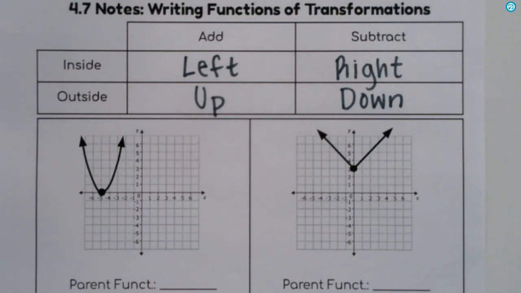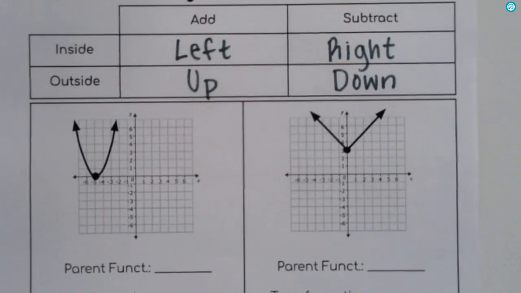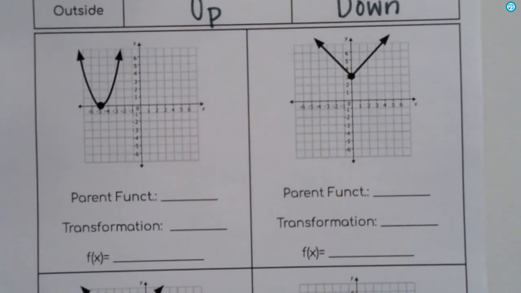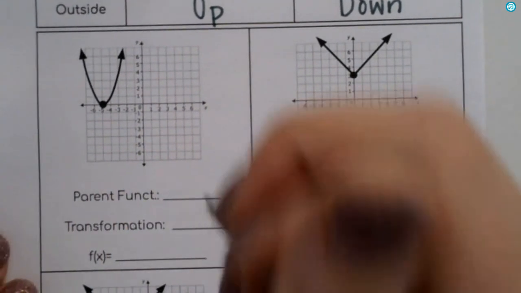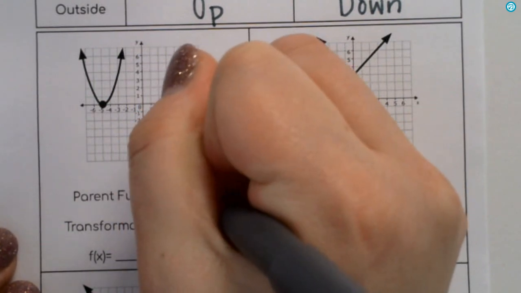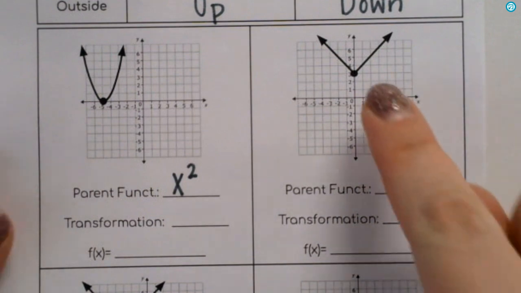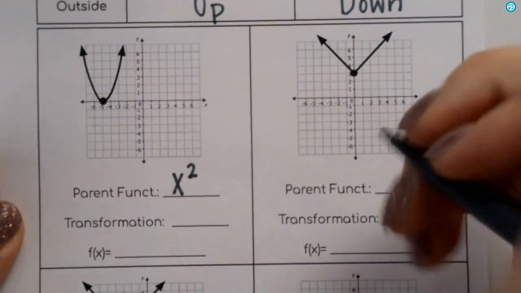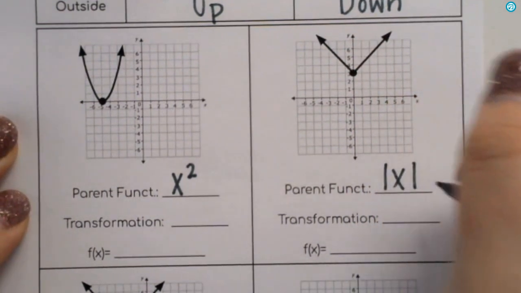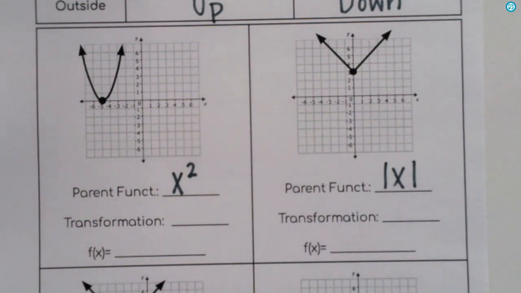Okay, so now what we're going to do is we're going to go look at our functions. We're going to first ask ourselves what the parent function is. So for that, we just look at the shape. So this first one, it's the U shape. So that means it is x squared. This next one is the V shape. So that means it's absolute value of x. So again, you still have just those two parent functions. Those are your only two choices.